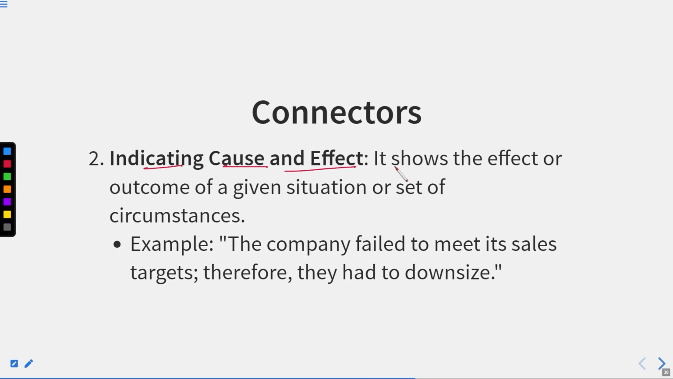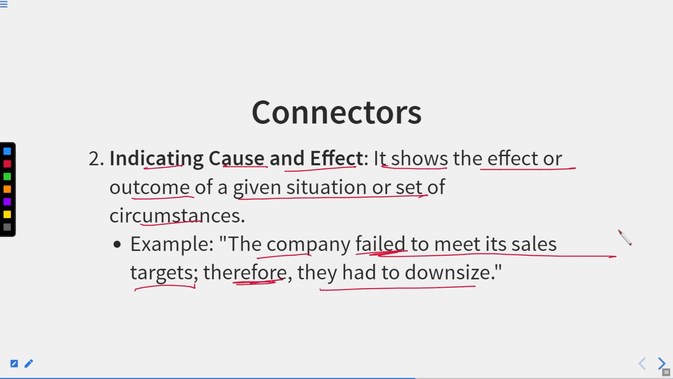Indicating cause and effect. It shows the effect or the outcome of a given situation or set of circumstances. The company failed to meet its sales targets. This is the one situation. Therefore, due to which they had to downsize. It means they had to make their employees free.